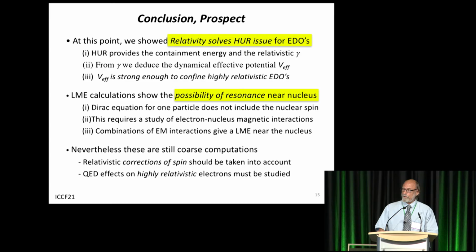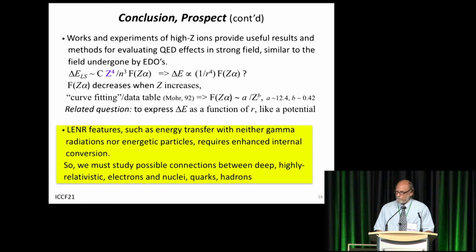So in conclusion then, relativity solves the Heisenberg uncertainty relationship issue, and it introduces possibilities, and the calculations give us possibilities of residence near the nucleus. Did I say residence or resonance? Close enough either way. Nevertheless, what we're doing is actually first cuts, and a lot of refinement still needs to be carried out. But it's interesting that there are other people beginning to approach this problem, and we're looking forward to that.